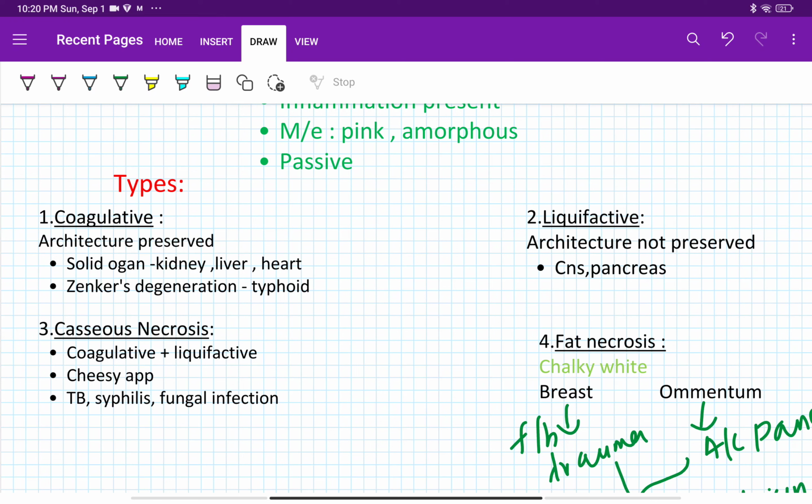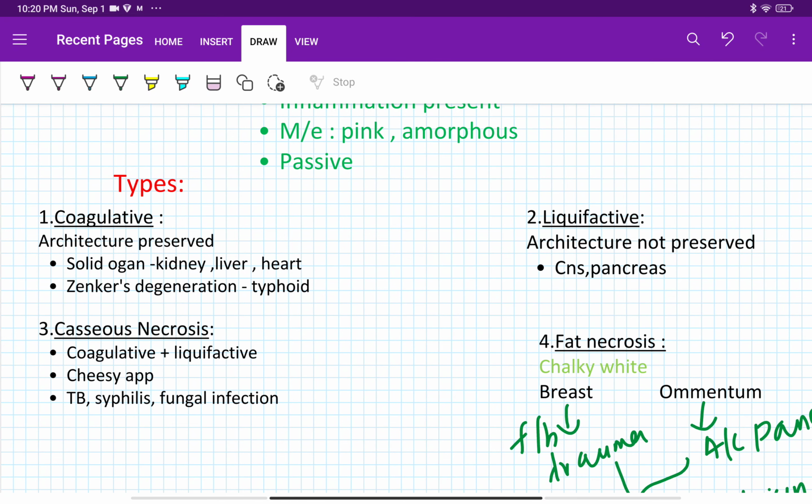Next is caseous necrosis. It includes both coagulative necrosis and liquefactive necrosis, but more is the coagulative, 80% of it is coagulative necrosis. It shows a cheesy appearance. Examples are TB, syphilis, and fungal infections like histoplasmosis and coccidioidomycosis.